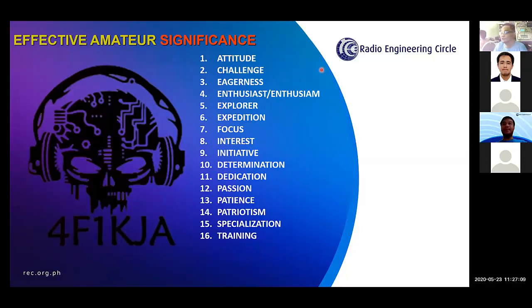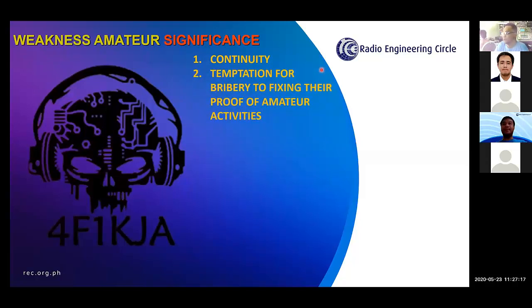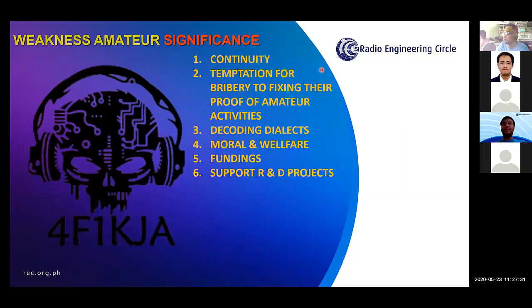5, 4, 3, 2, 1. Next, the weaknesses of an amateur. Continuity, no continuity. Okay, temptation of bribing to fix their proof of amateur activities because they are lazy. I'll just pay for the proof of amateur activity just to renew. Decoding dialects, morale and welfare, fundings. In the Philippines, there's always no money for it.